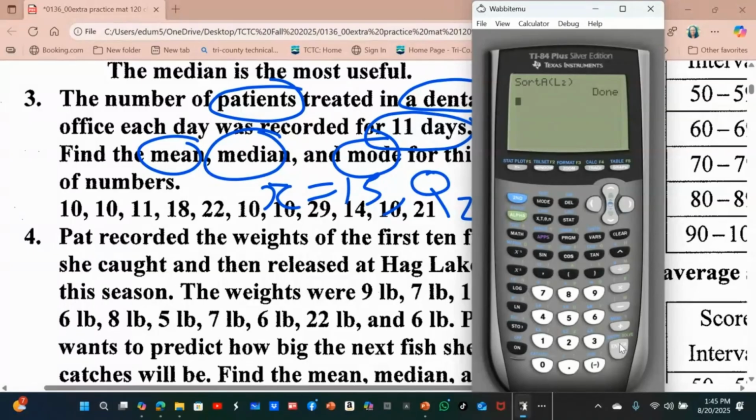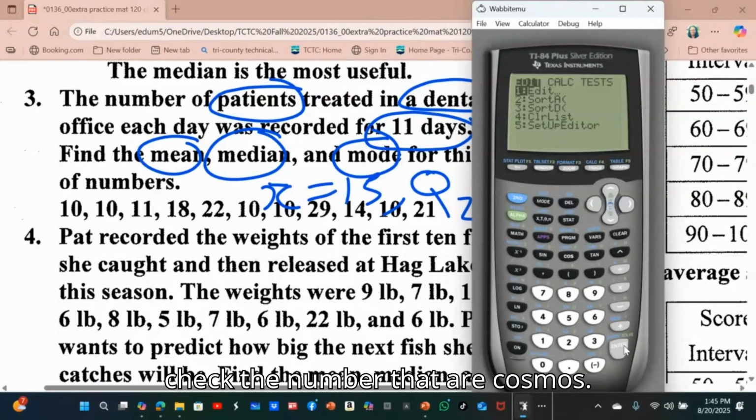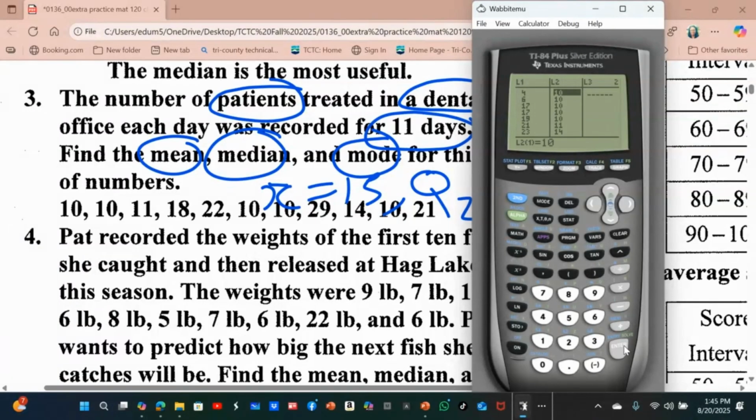Be careful because you cannot put L1 there. Your data is not in L1. Okay, now let me go to that data in L2. I want to check the number that occurs most. The number that occurs most is the mode. I already know it's going to be 10. And by the way, you can arrange it by hand, because you have already done this in middle school. I'm just showing you how to do it with the calculator.